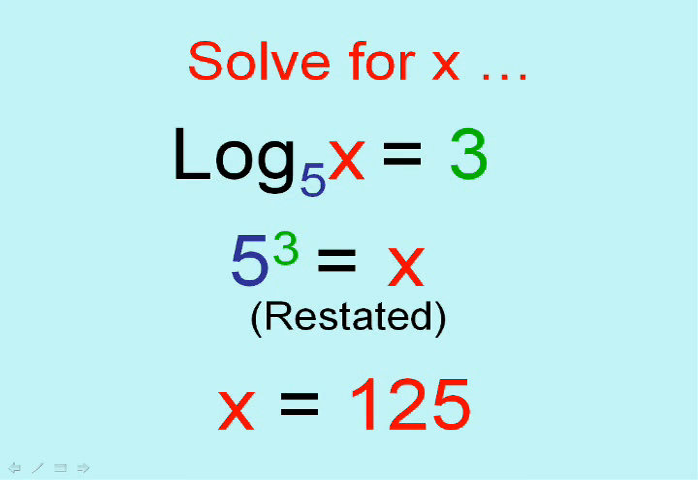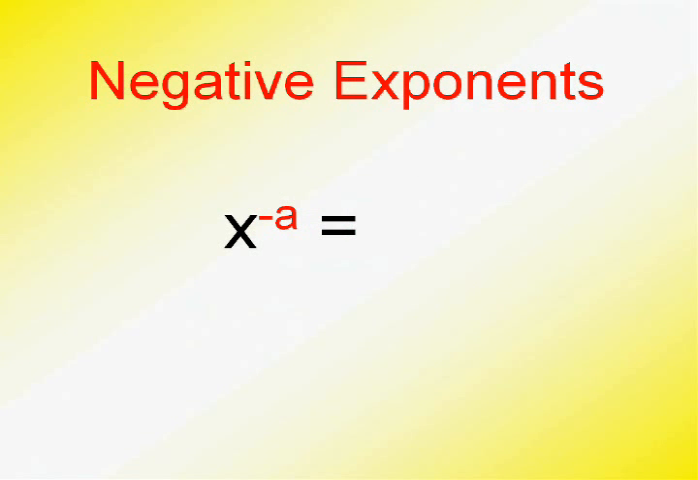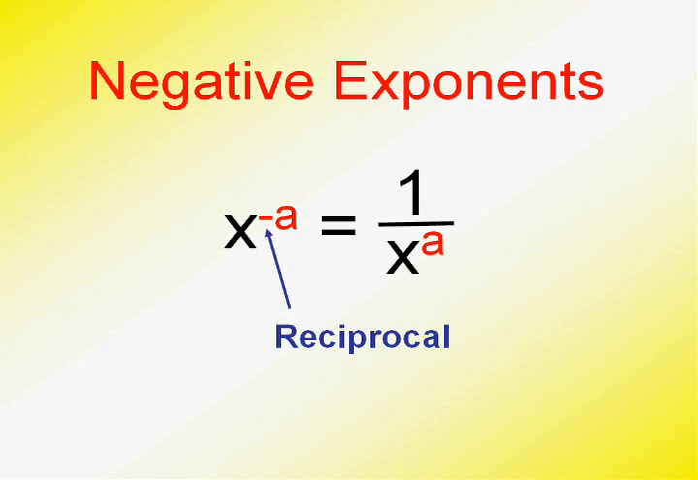Now since these are exponents, we're going to have to remember all the rules of exponents. So remember the rules of negative exponents. X to the negative a equals not just the opposite, but rather the multiplicative opposite, the reciprocal. So x to the negative a equals 1 over x to the a.